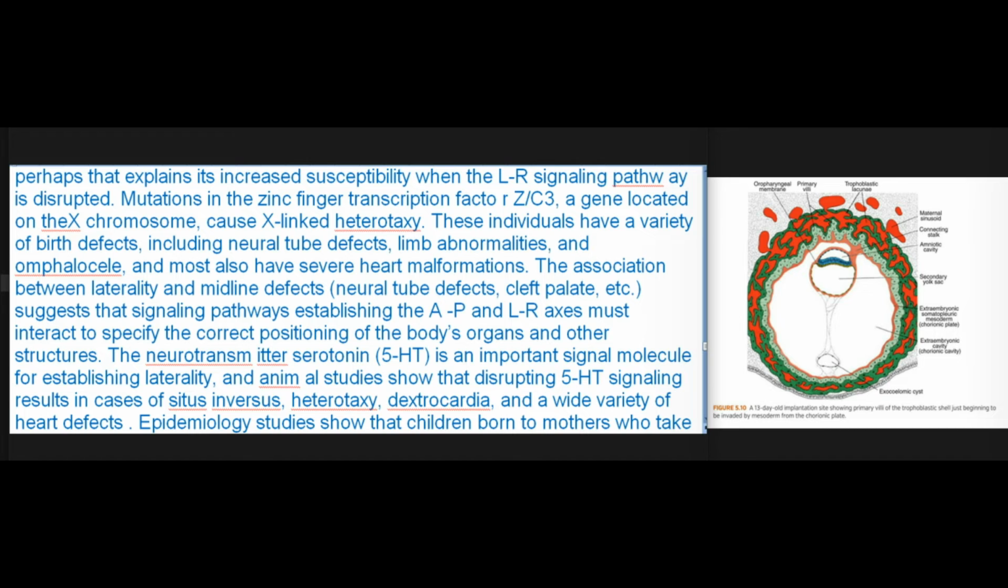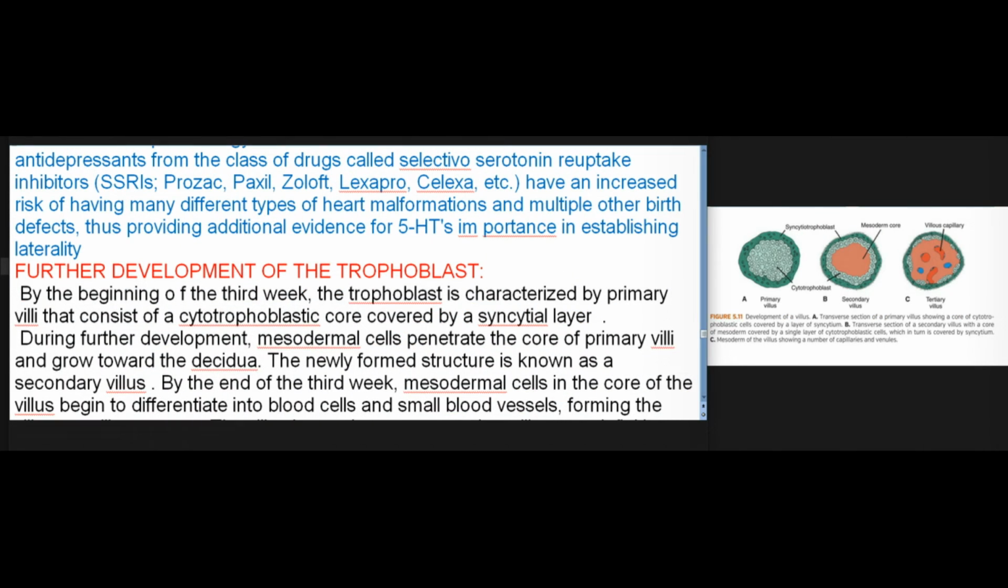The neurotransmitter serotonin, 5-HT, is an important signal molecule for establishing laterality, and animal studies show that disrupting 5-HT signaling results in cases of situs inversus, heterotaxy, dextrocardia, and a wide variety of heart defects. Epidemiology studies show that children born to mothers who take antidepressants from the class of drugs called selective serotonin reuptake inhibitors, SSRIs, Prozac, Paxil, Zoloft, Lexapro, Celexa, etc., have an increased risk of having many different types of heart malformations and multiple other birth defects, thus providing additional evidence for 5-HT's importance in establishing laterality.